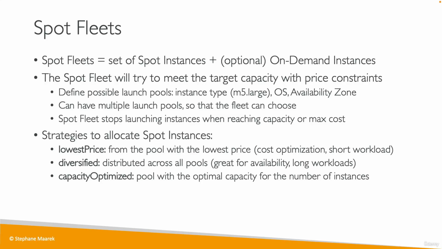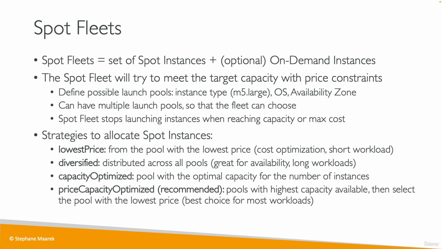Then you have capacity optimized, so you have a pool with the optimal capacity for the number of instances you want. And then you have price capacity optimized, which is first choosing the pool with the highest capacity available, and then selecting within that the one that has the lowest price, which is the best choice for most workloads.